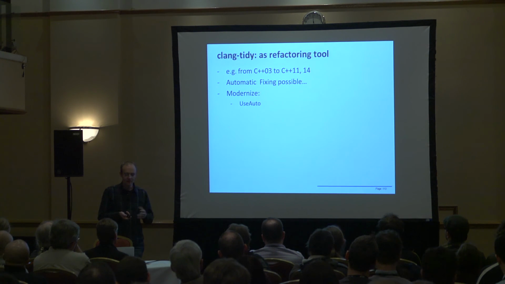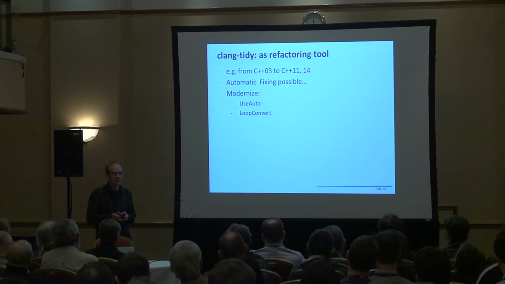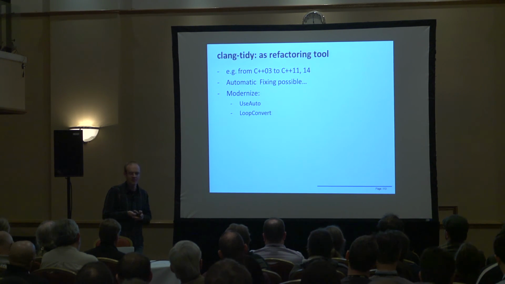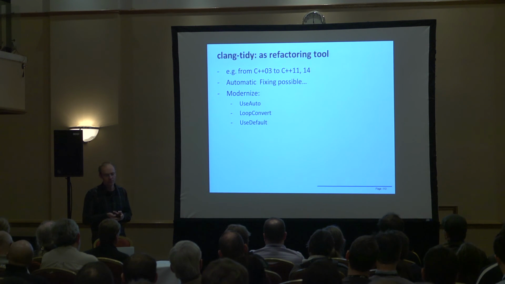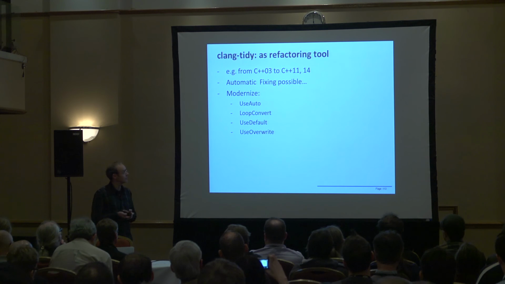And there are several checkers which are in a modernize module, like you should use auto, you should use range-based for each loop. So there's a loop converter which converts iterator-based loops. There's also a check for usage of default and for override.